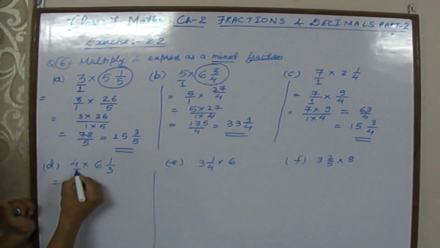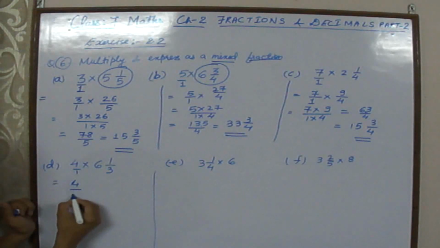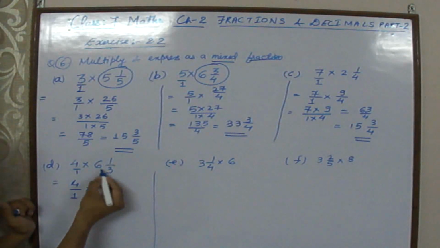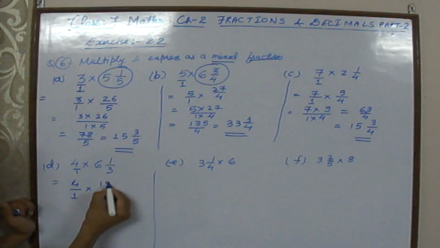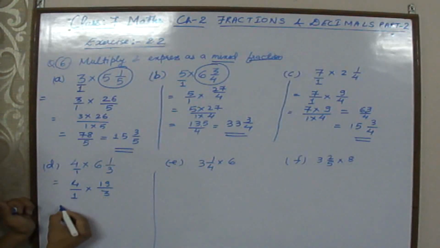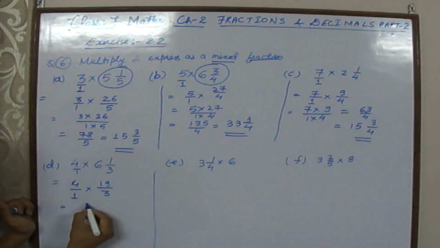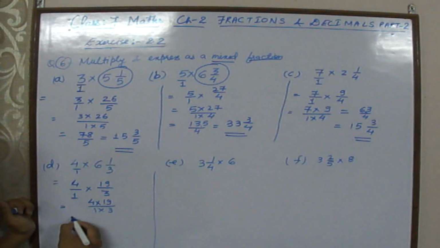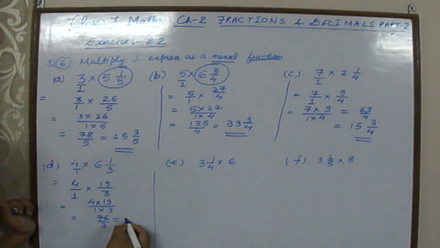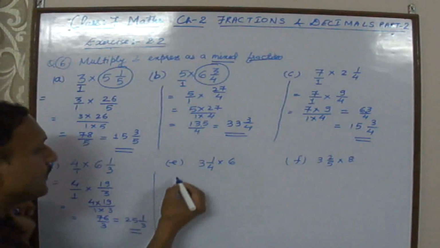Again question D part. 4 by 1 we can put, 4 by 1. 6 threes are 18 plus 1, 19, 19 by 3. Multiply numerator with numerator: 4 into 19 and 1 into 3. 19 fours are 76 by 3. Convert into mixed fraction: 25, 1 by 3.